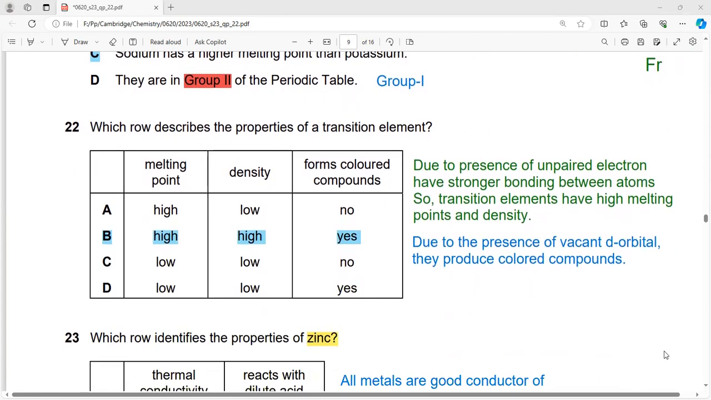Which row describes the property of transition elements? Due to the presence of unpaired electrons, transition elements have stronger bonding, and due to this they have a high melting point and a high density. Second, they have electrons in the d orbital, and due to this they change colors and form colorful compounds. So they have a high melting point, a high density, and form colored compounds. So B is our correct option here.